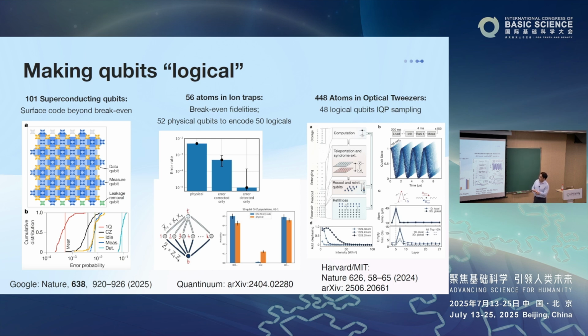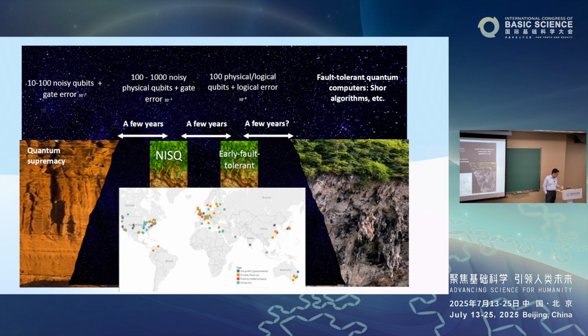There are some other codes and systems which have better encoding rates. For example, in this work with trapped ions by Quantinuum, they used 52 physical qubits to encode 50 logical qubits. This is not published yet. And in the work on neutral atoms, the latest works used 448 atoms, and in fact 48 logical qubits were encoded with these atoms. So the encoding rate is a little bit better, but there is an overhead cost.